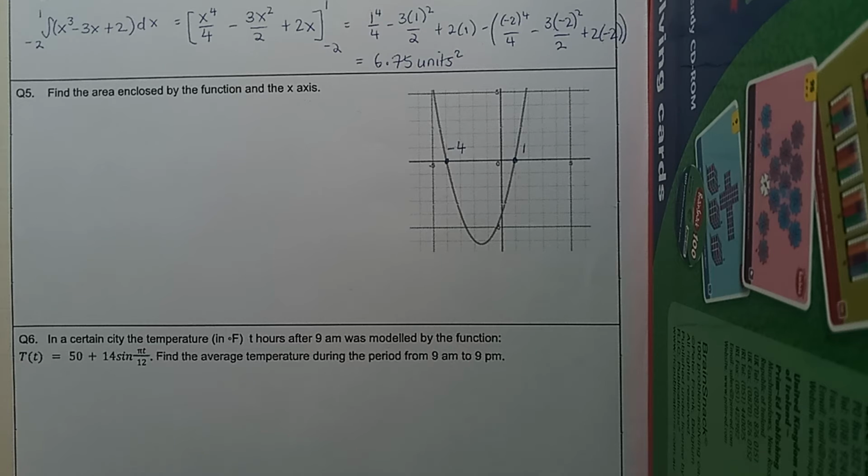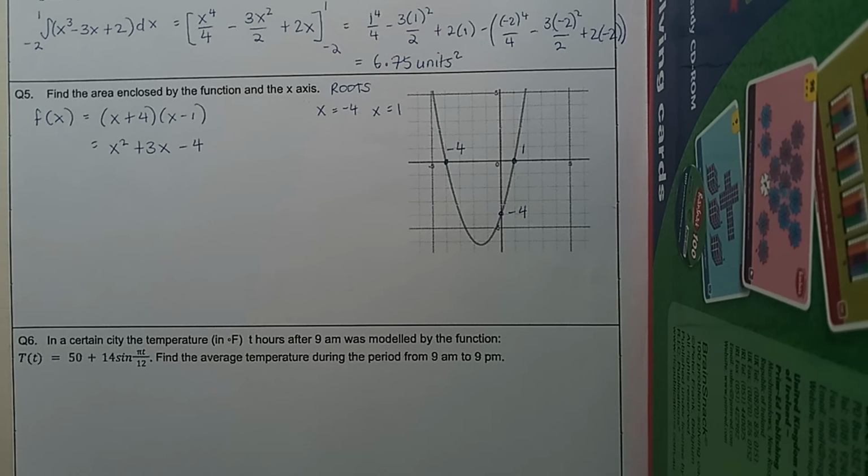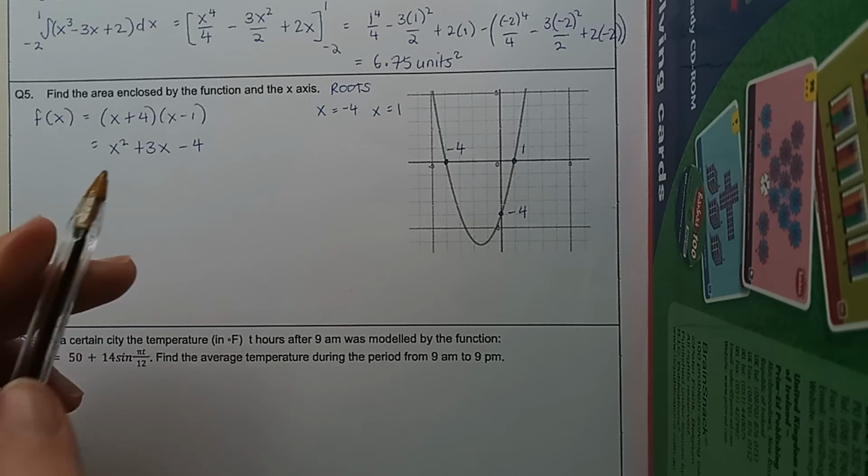So I've got plenty to be able to make this quadratic. I've got my roots, x equals minus 4 and x equals 1, which means I've got factors x plus 4 and x minus 1. And when I multiply this out, I'm going to get x squared plus 3x minus 4.